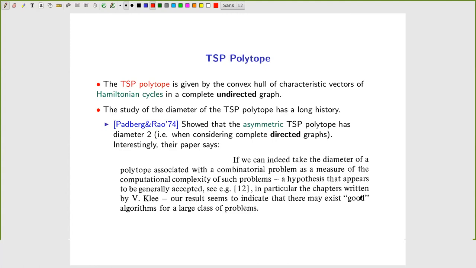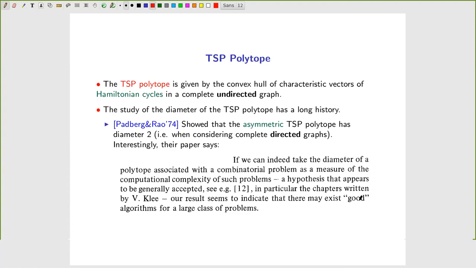Now, of course, I guess nowadays the hypothesis is not really generally accepted, but anyway, it was kind of interesting. At that time, they wondered whether the diameter of the polytope could give an indication of how good algorithms could be to solve the problem, whether there was a link between how able you are to solve the problem and the diameter of the associated polytope. And that was for the asymmetric TSP, when the graph is directed.